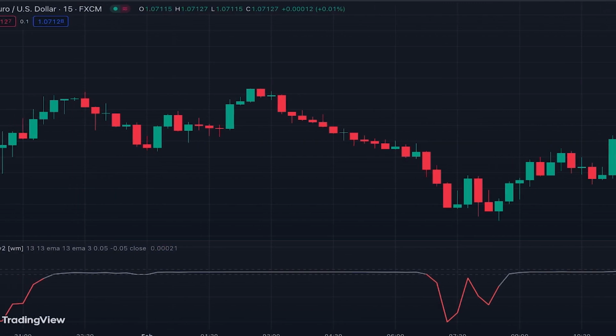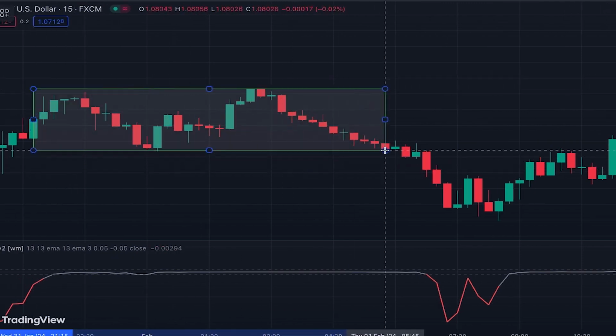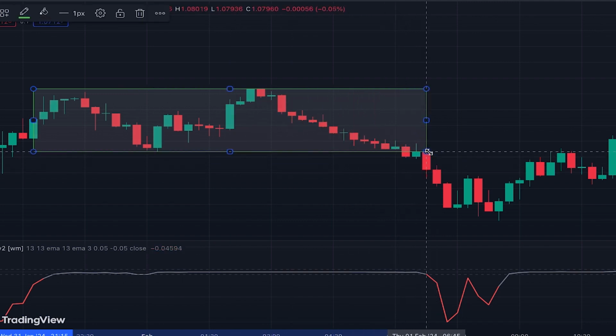For example, here in this part of the chart, you can clearly see that the market is not trending and the price is moving in a rectangle, and then the range was broken here at this point and the price declined a little bit after that.